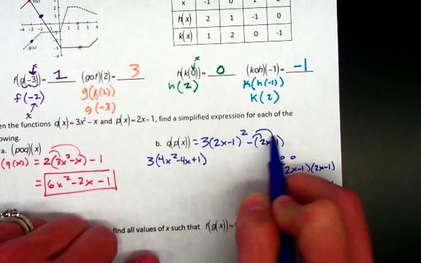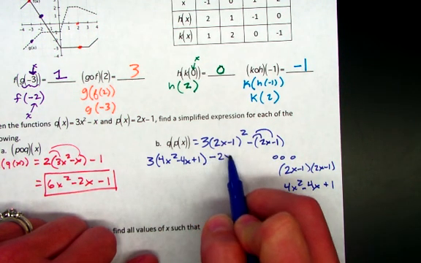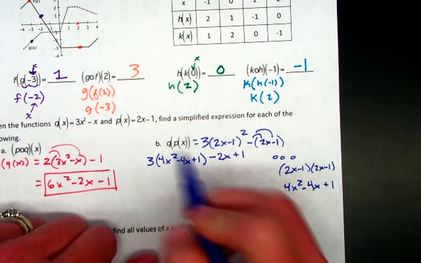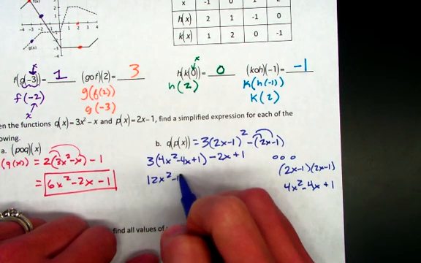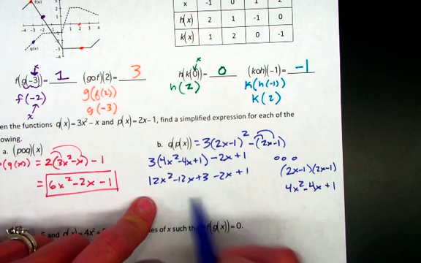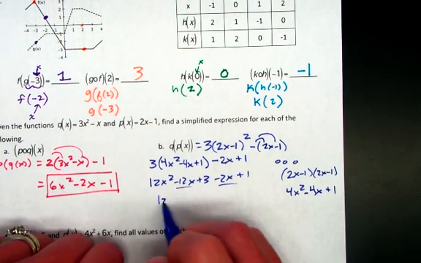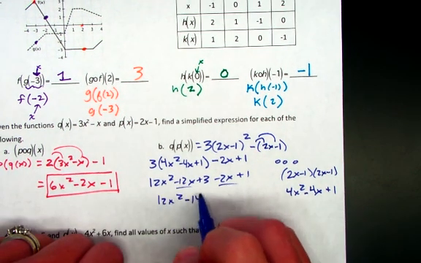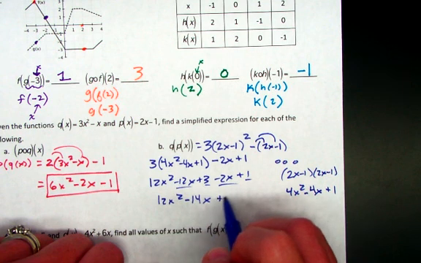So what's really happening here is I'm taking 3 times 4x squared minus 4x plus 1, and then I'm going to distribute to get minus 2x plus 1. So this is 12x squared minus 12x plus 3 minus 2x plus 1. Combine your like terms. So I get 12x squared minus 14x plus 4.